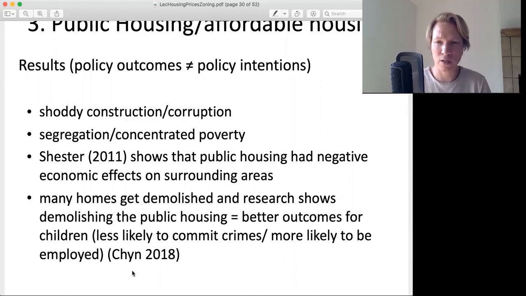So this is research by Chin in 2018, who shows that if we compare children who are living in public housing to children who live in public housing nearby that got demolished, they got to move out. Those children who got to move out, that got vouchers, they were less likely to commit crimes and more likely to be employed. This is kind of how concentrated poverty works.